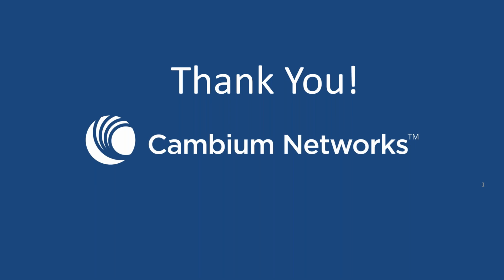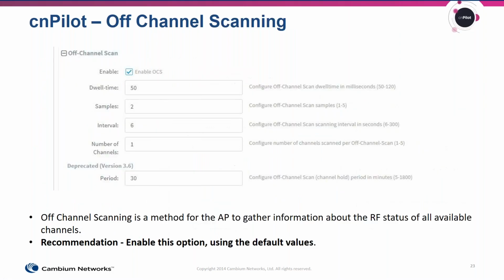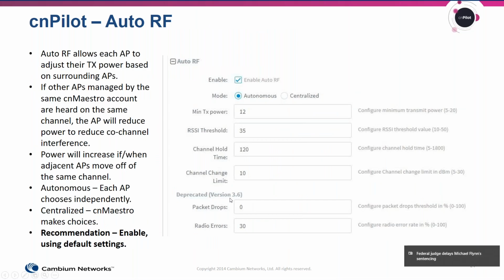You may have noticed on my screen that some of the options have been deprecated. In version 3.6, we took off some of them, depending on what version of code you're using, and we've added some. So you may be looking at options like packet drops and radio errors that are no longer showing up in the new code. If the code running on your AP is newer, it might have different options, but they're all there on cnMaestro. It truly is all built into it.